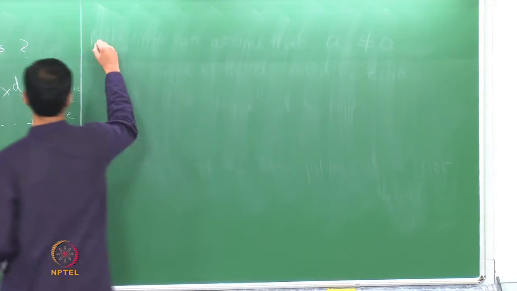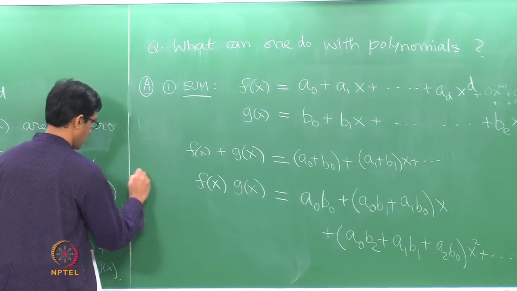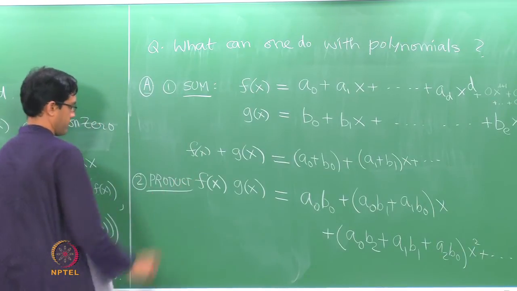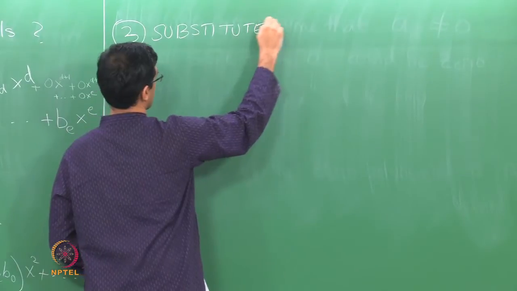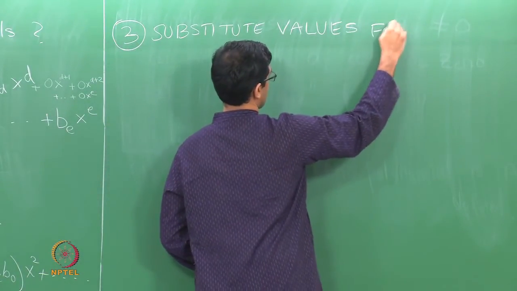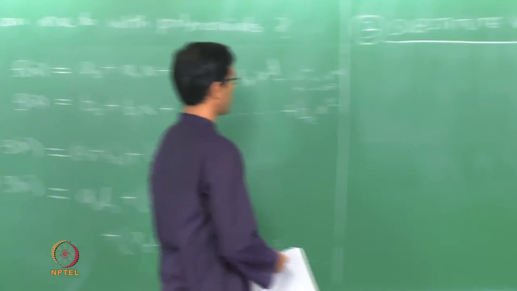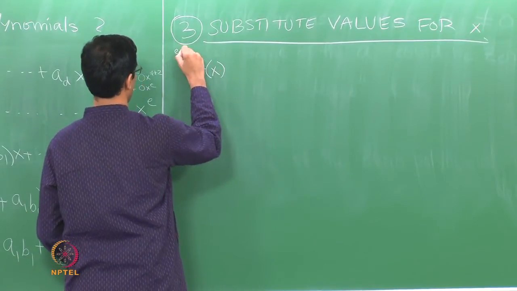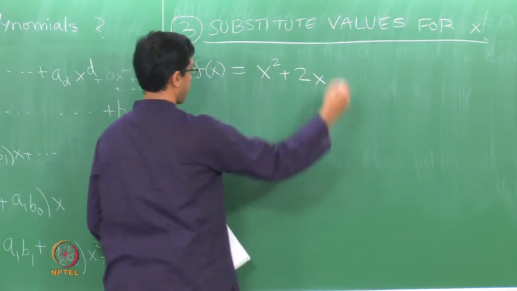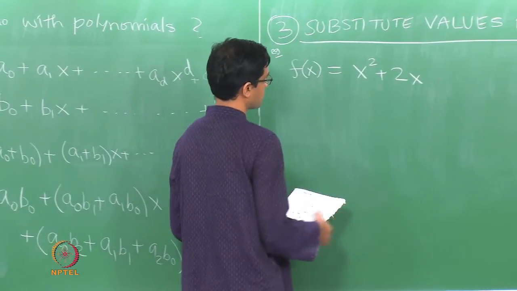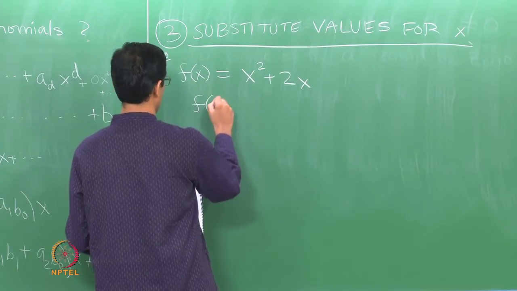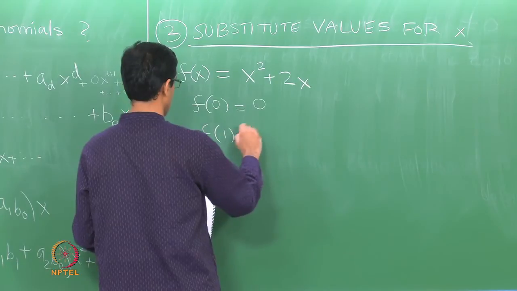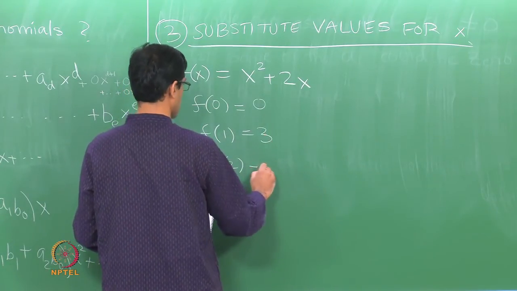One other operation is you can substitute. The third thing you can do with the polynomial is to substitute values for x. So you treat it like a function. If I have a polynomial f of x, again the obvious thing, say I give you x squared plus 2x, then I plug in various values for x. So imagine I am plugging in various real numbers and I could see what happens. For instance if I plug in x equal to 0, this gives me 0, if I plug in x equals 1 it gives me 3, x equals 2 gives me 8 and so on.